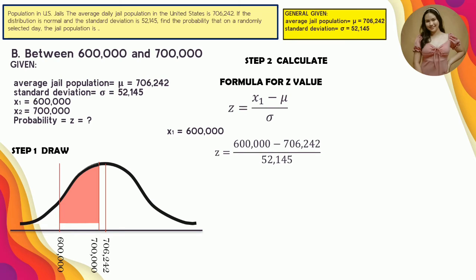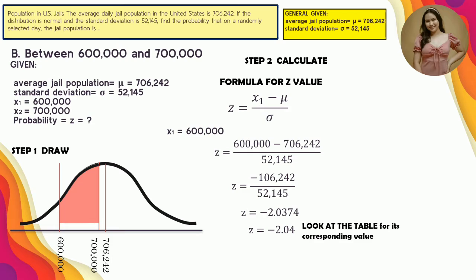Then we substitute our values. We have 600,000 minus 706,242 all over 52,145. And then we subtract. We now have negative 106,242 over 52,145. And then we divide. And now we have negative 2.0374. And we get two decimal places. We have now negative 2.04.